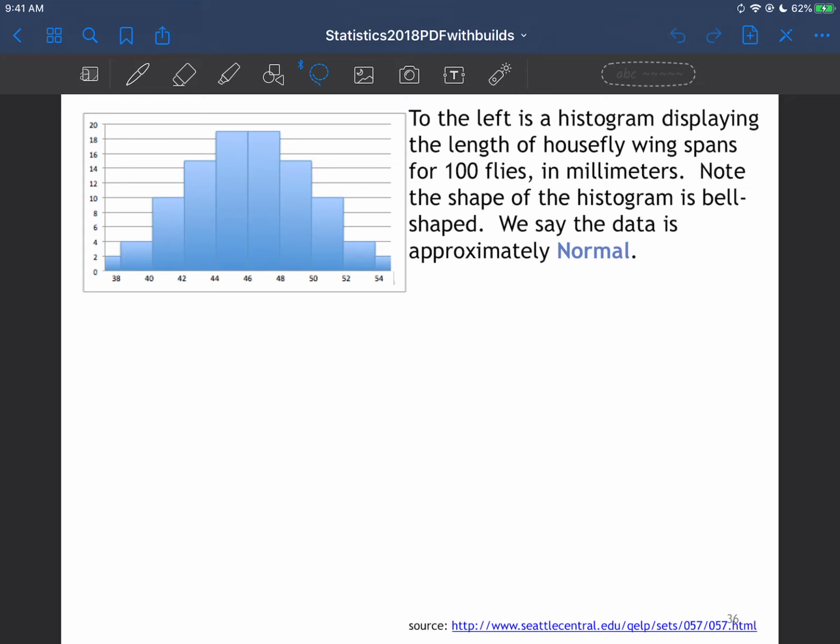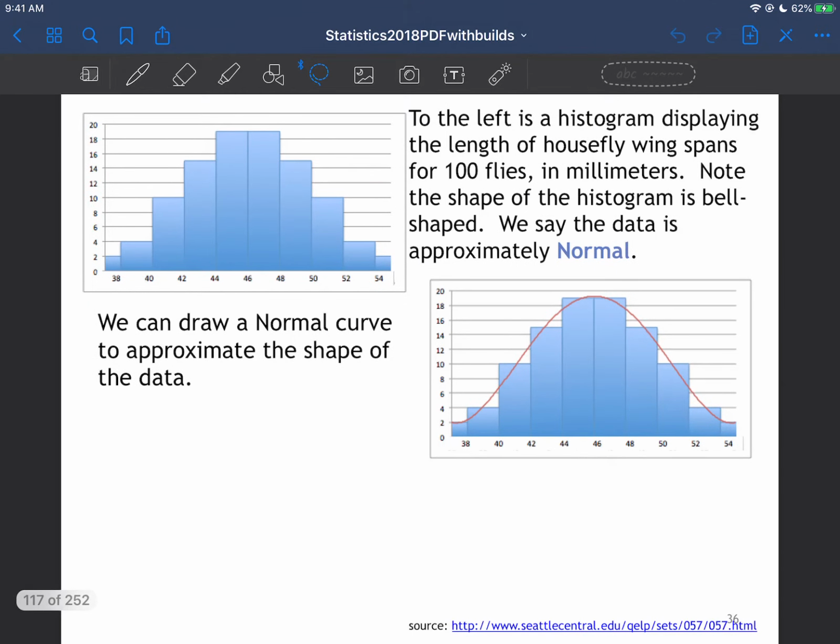Last week we looked at how to display data in a histogram. What I have for you today on the screen is a histogram displaying the length of housefly wingspans for 100 flies in millimeters. Notice that the shape of this histogram is bell-shaped and it's symmetric about the middle here at 46. We say that this data is approximately normal.